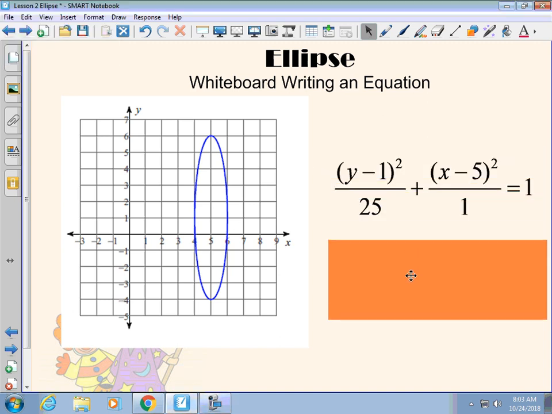Okay, if you had done it correctly there, you would have gotten this as your equation. Again, these two could have been switched. Addition is commutative as long as the 25 was under the y and the 1 was under the x.